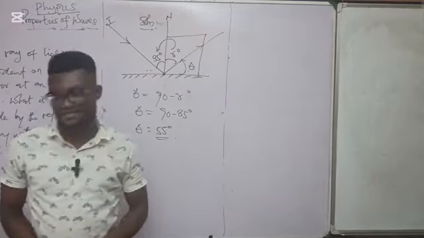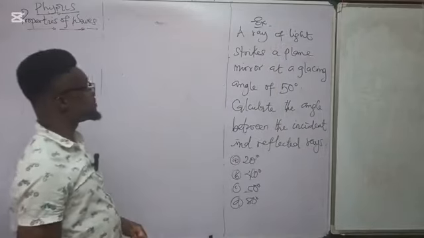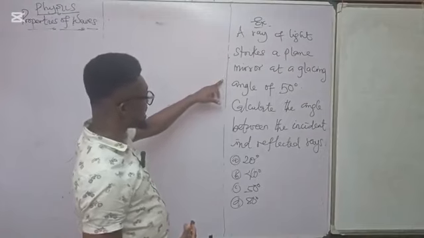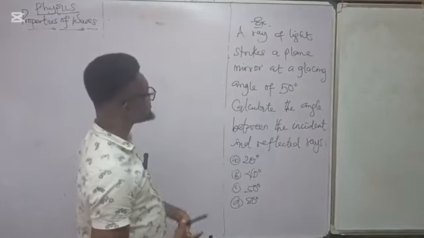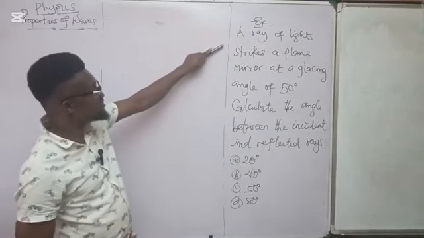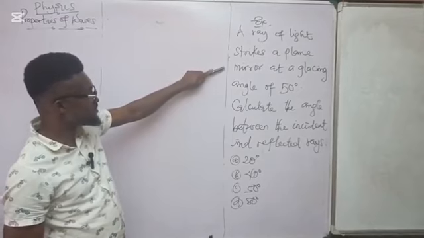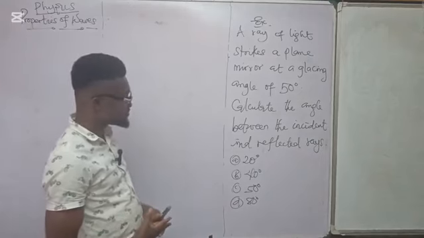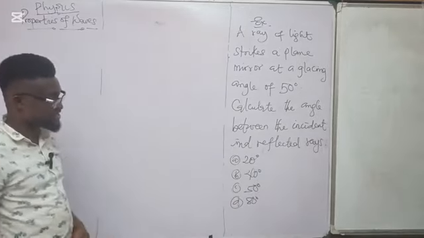Let's take another exercise. We have another exercise on the board. It reads, a ray of light strikes a plane mirror at a glancing angle of 50. Calculate the angle between the incident ray and the reflected ray.